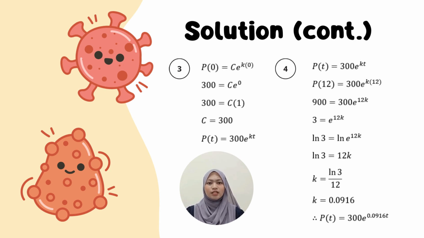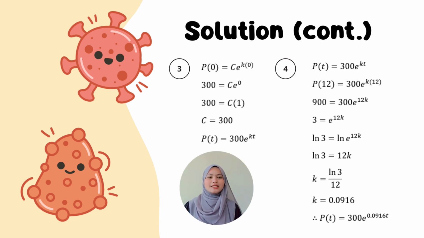For step 3, we must find C first before we get the differential equation. So we must use the equation that we got from the previous step, which is P(t) equals C e to the power of k times 0. We know that P(0) equals 300. Then, the next solution will be 300 equals C e to the power of 0. We know that e to the power of 0 equals 1. Lastly, we get that C equals 300. So, we substitute C into the equation, which is P(t) equals 300 e to the power of kt.